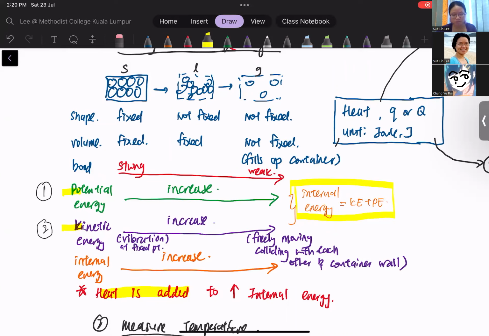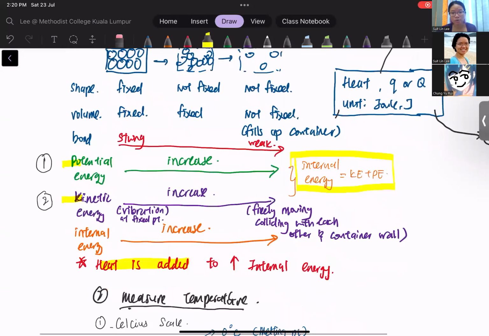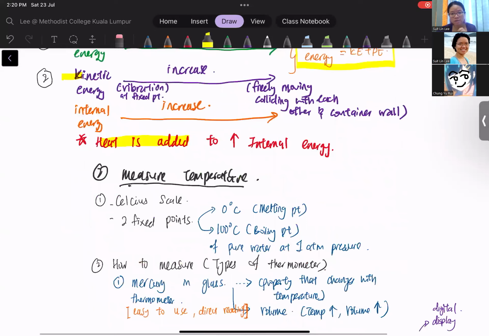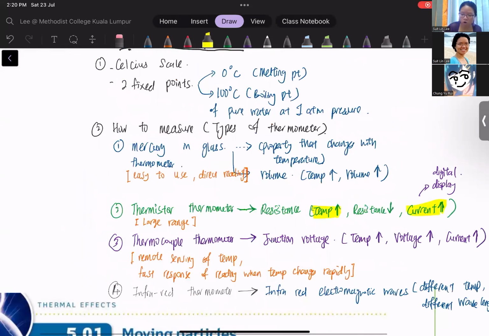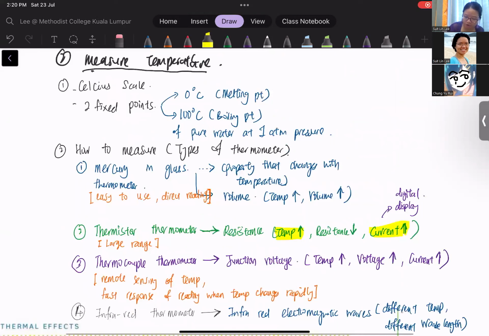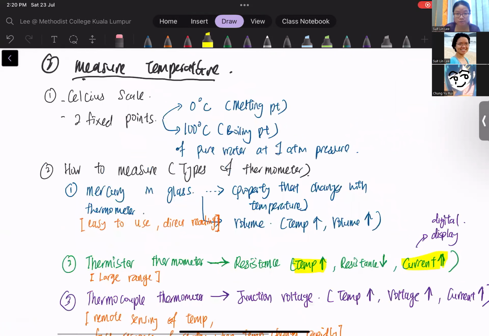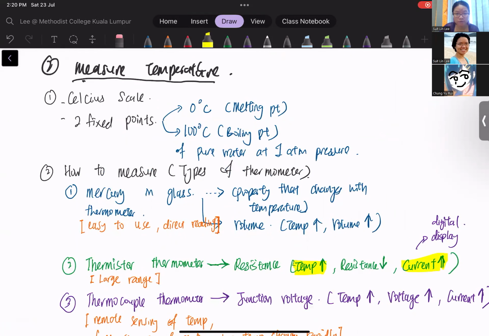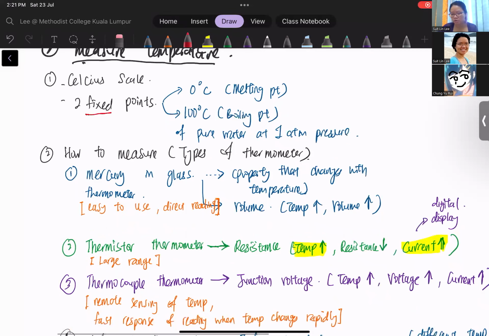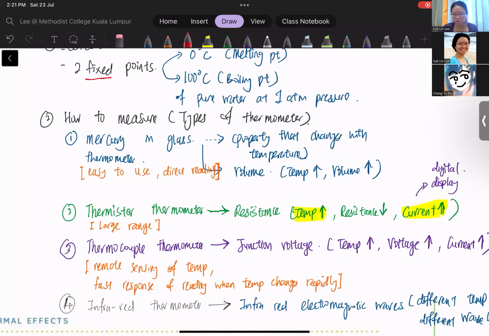Last week, we basically looked at the types of thermometers. We looked at how to measure temperature, mainly using the Celsius scale. And when we measure temperature, we focus a lot on the fixed points. Our fixed points are 0 degrees Celsius as the melting point and 100 degrees Celsius as the boiling point. Mainly we looked at the different types of thermometers and how they work. This one is not very popular. We'll do more questions.